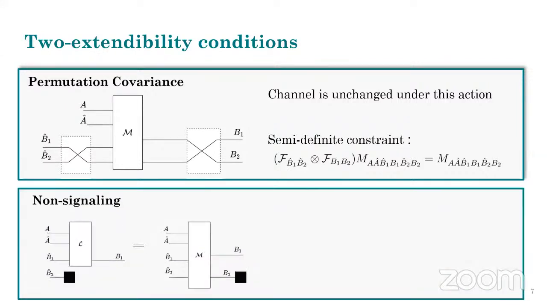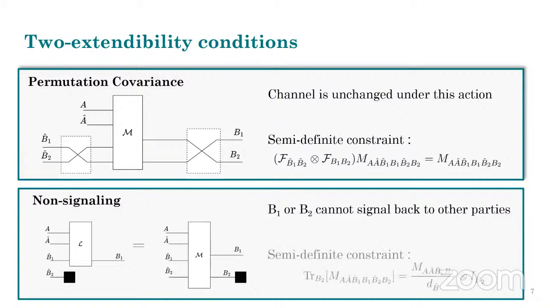The second condition is that it should be non-signaling. That means if we trace out B2, the output from B2, we get the original channel. So M is the extension and L is the original channel that we were looking for. So what it means is that B1 or B2 cannot signal back, because we require that the channel is a one-way LOCC. Only Alice can send classical data to Bob. And this can also be written as a semi-definite constraint.